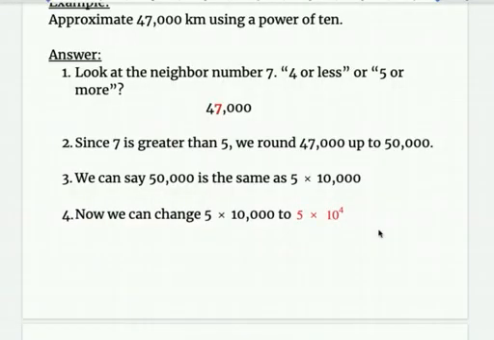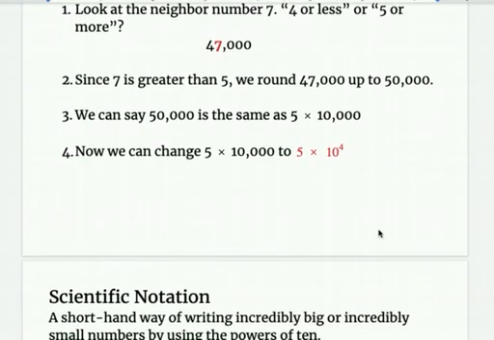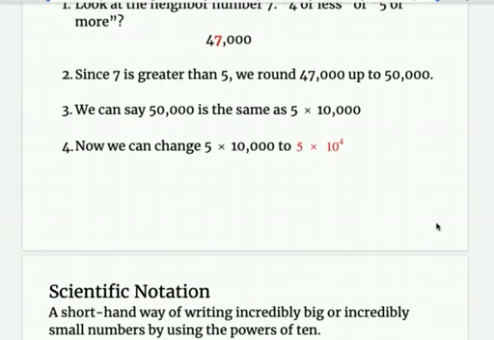5 times 10 to the 4th power actually has a special name. It is called scientific notation. It is a shorthand way of writing incredibly big or incredibly small numbers by using the powers of 10, used by, of course, scientists. Really big numbers, we said, were like world populations. Really small numbers would be like measuring something for a bacteria or an amoeba or a virus. So what's in red here, 5 times 10 to the 4th power, is an example of scientific notation.